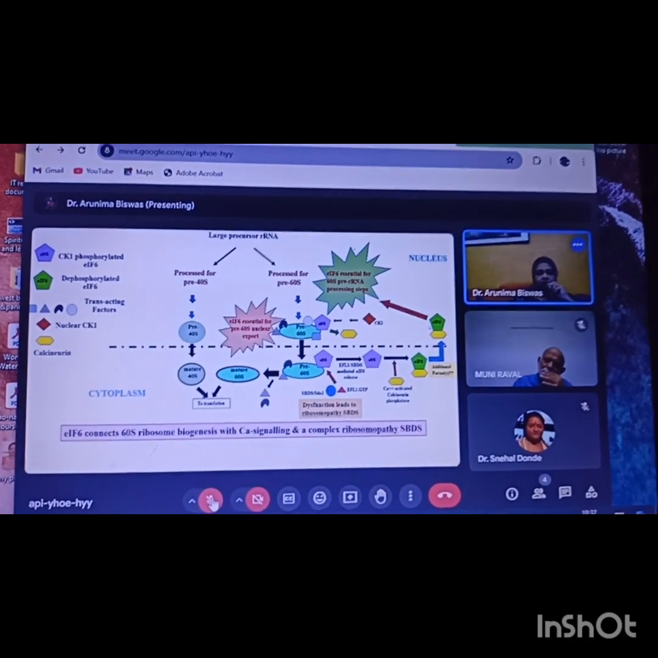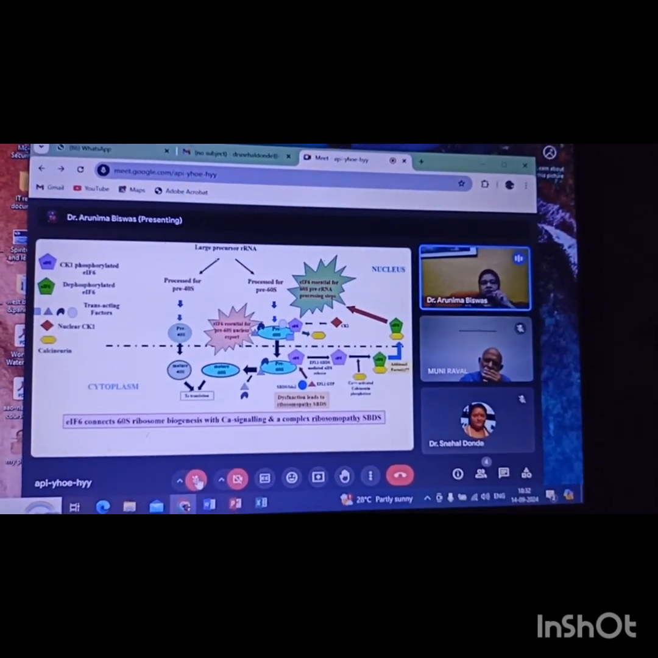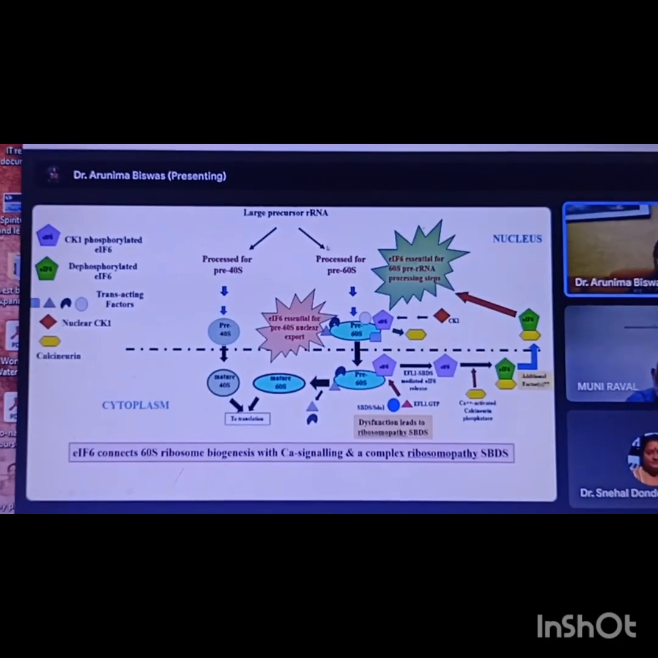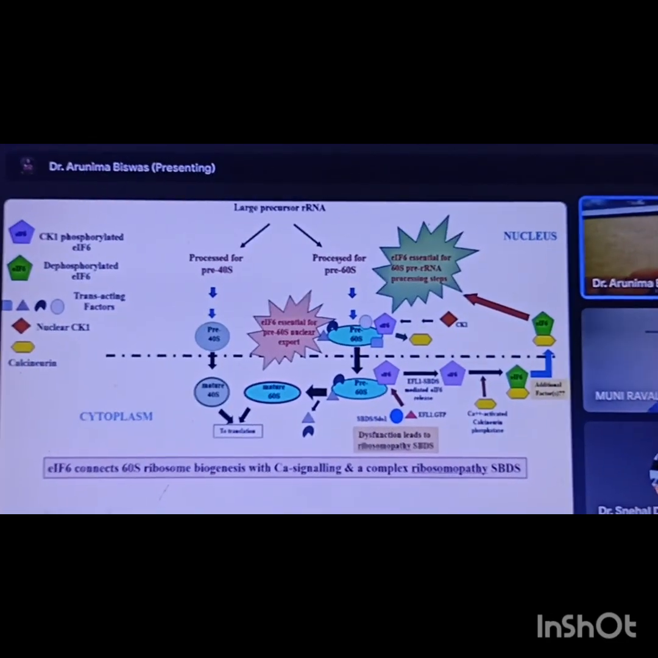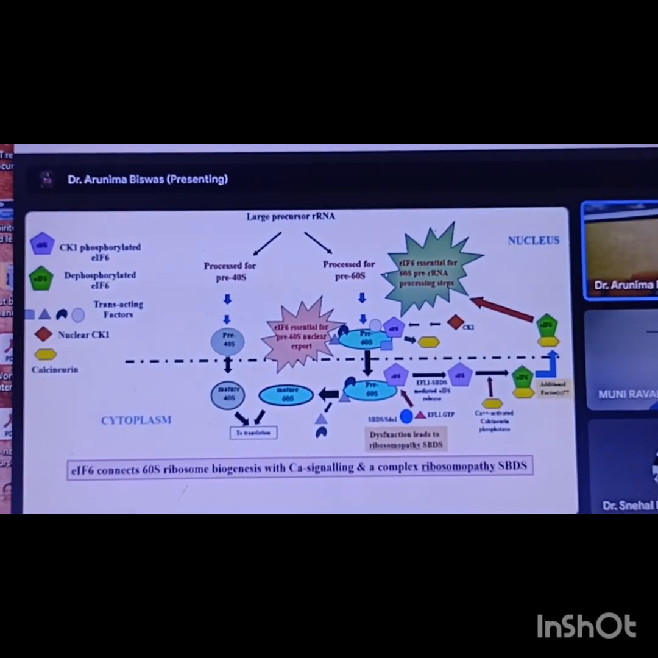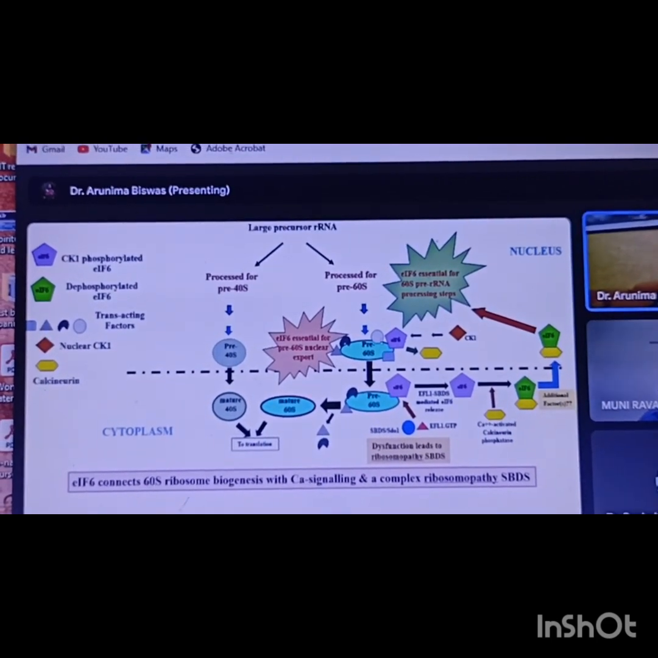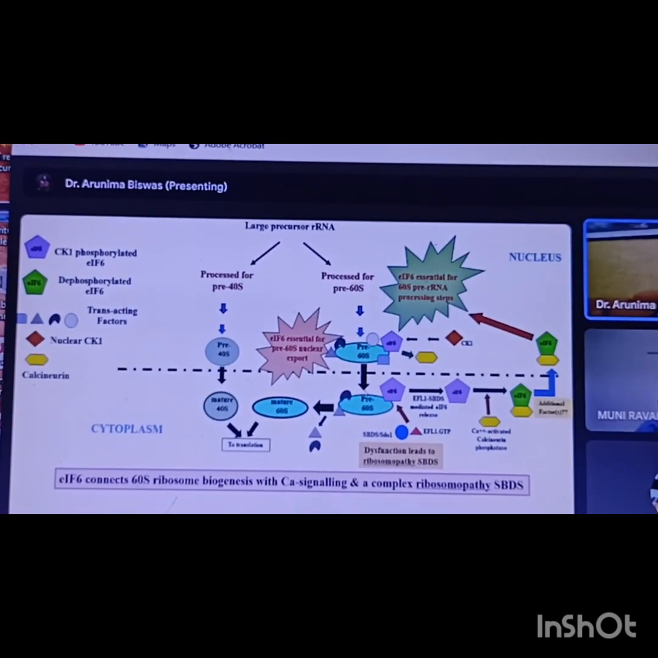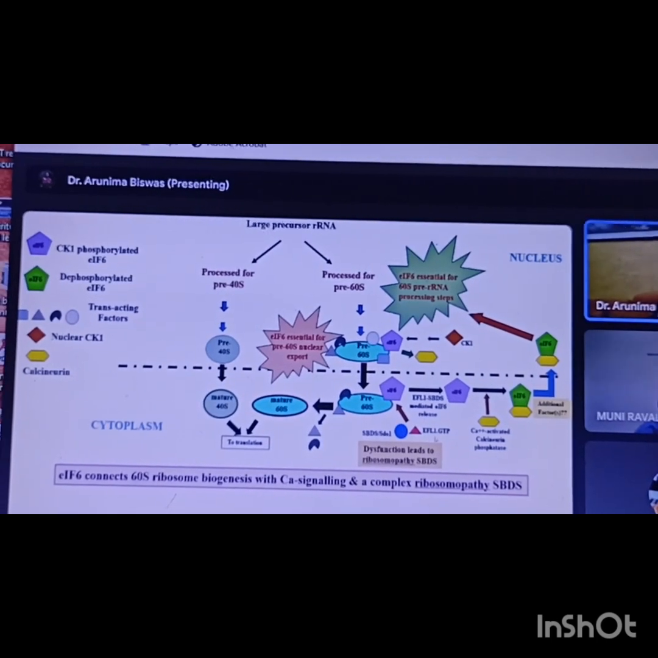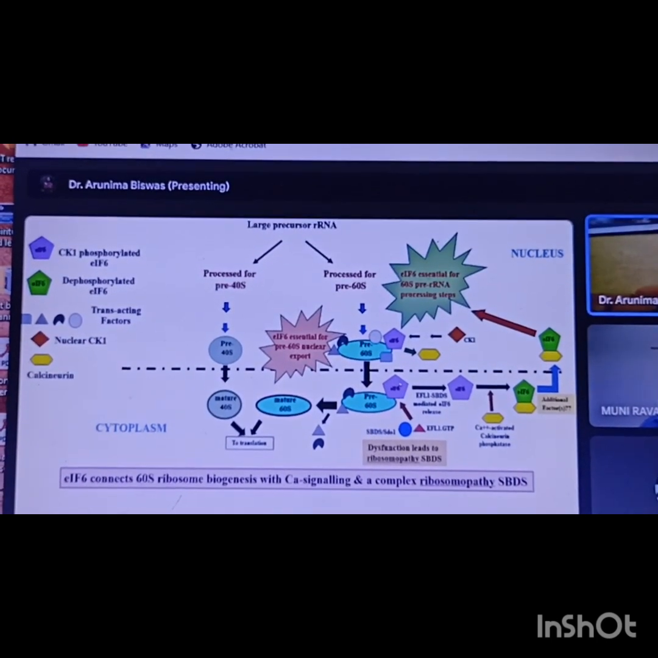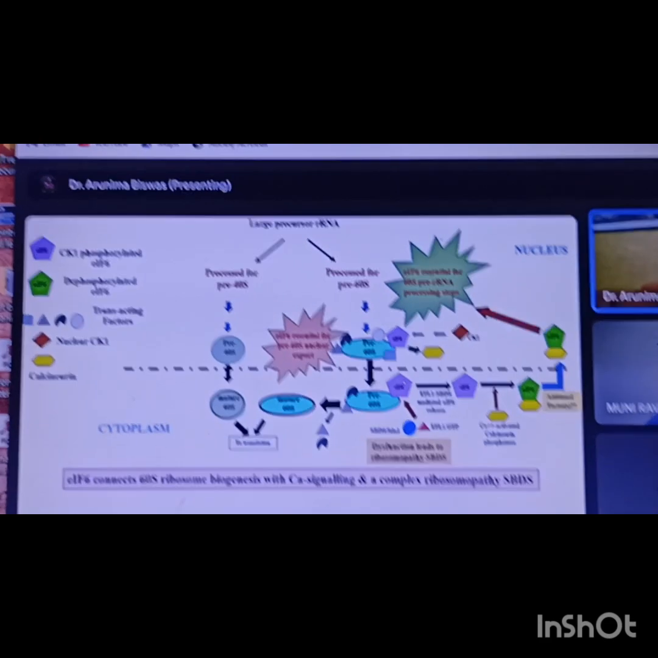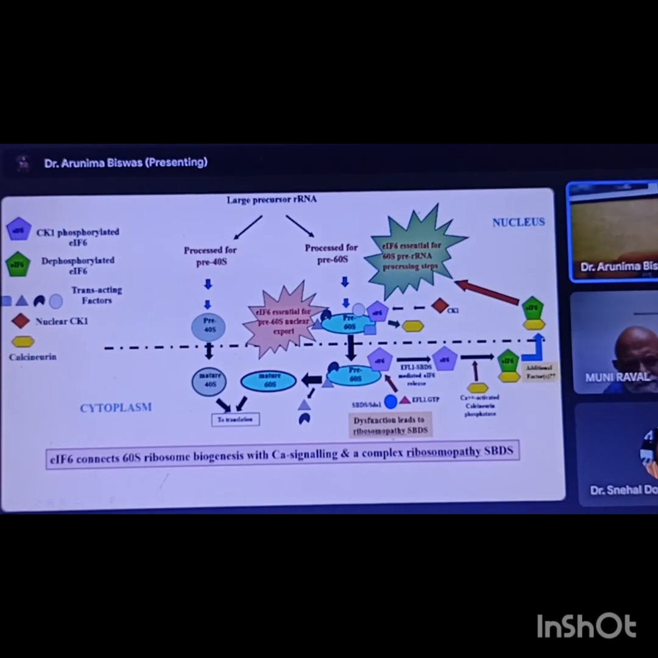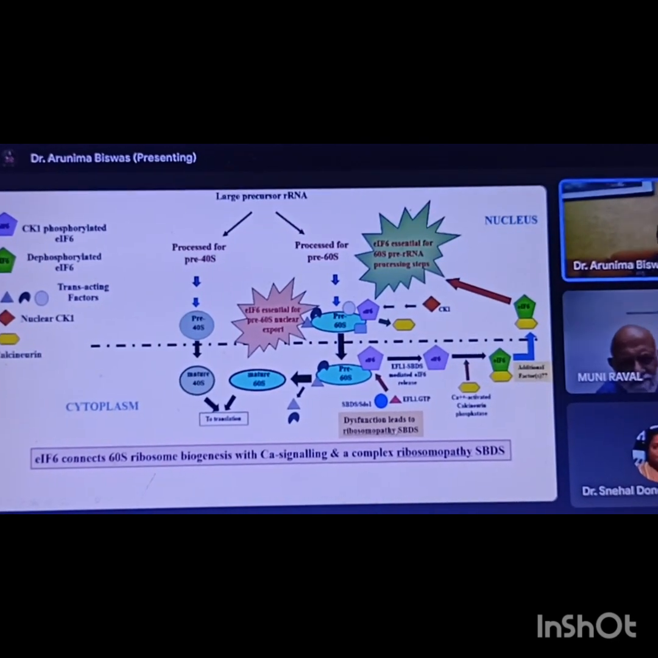So this is my model, that in the nucleus there is a large precursor RNA which is processed for pre-40S and pre-60S. And during the processing of pre-60S, one of the essential trans-acting factors is EF6. And EF6 is also needed to escort the pre-60S from the nucleus to the cytoplasm, where two proteins, SDO1 and EFL1, facilitate its release from the pre-60S. And the dysfunction of SDO1 in the mammalian system, that is SBDS, leads to the ribosomopathy SDS.